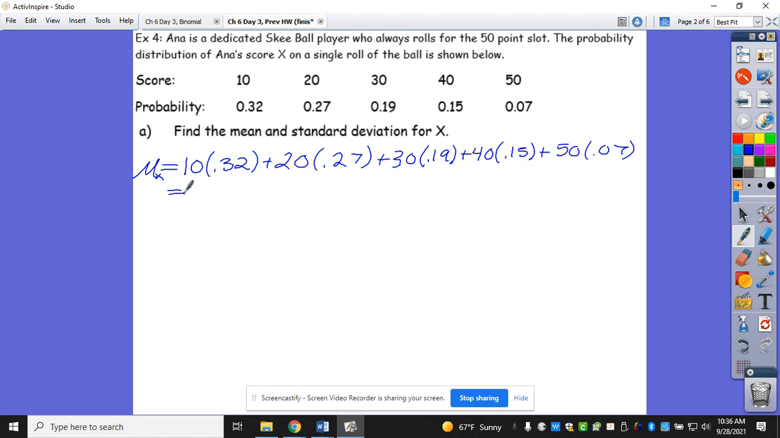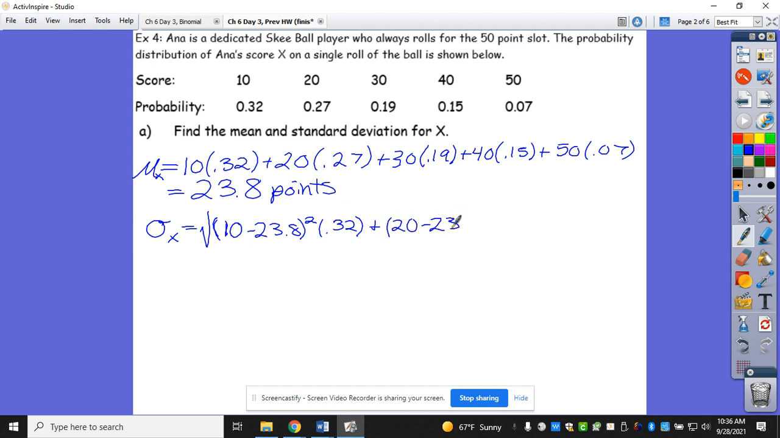And I get, what is the mean? And what are my units? To show my work for standard deviation, I'm taking the square root of, it'd be 10 minus 23.8 squared times 0.45. And then the next one, 20 minus 23.8.